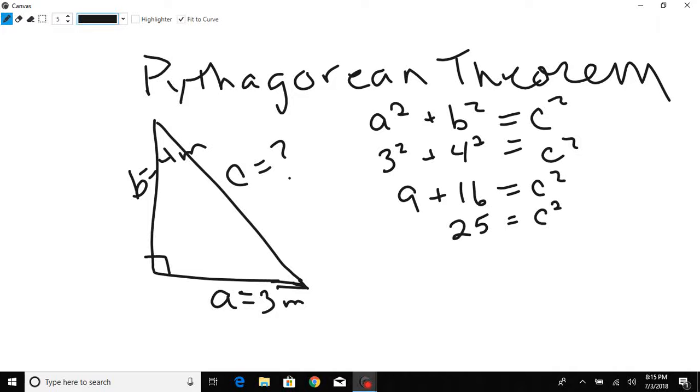Well, if I take the square root of C squared, I'm asking what number times itself is equal to C squared. Well, that would be C, which is what I want. I'll switch sides here too, and I'll take the square root of 25. What number times itself is equal to 25 is 5. So our answer is 5. Here the units would be meters. Okay? So that's the Pythagorean theorem.